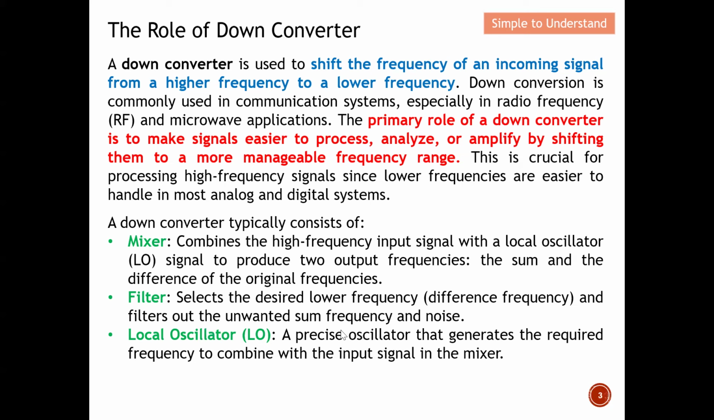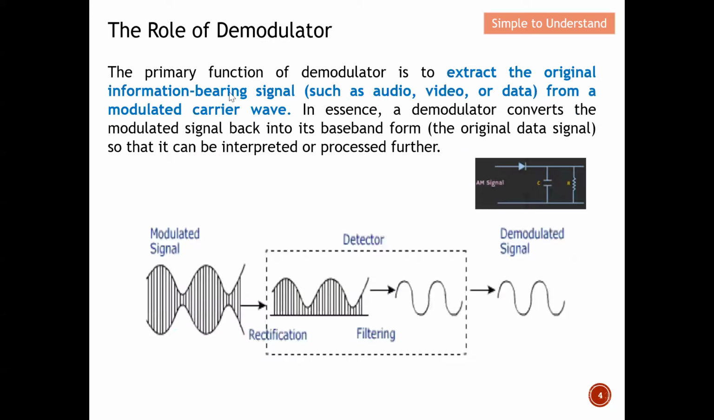So basically it's a very precise oscillator that helps to generate the required frequency, so as to combine with the input signal in the mixer, so that we are able to achieve the two output frequencies at the output. Okay, what is the role of the demodulator? The primary function of the demodulator is to simply extract the original information bearing signal.